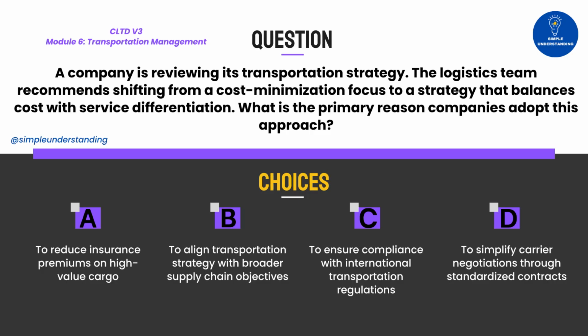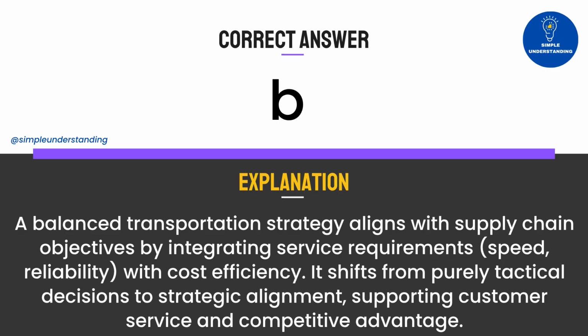Correct answer. B. Explanation. A balanced transportation strategy aligns with supply chain objectives by integrating service requirements, speed, and reliability with cost efficiency. It shifts from purely tactical decisions to strategic alignment, supporting customer service and competitive advantage.